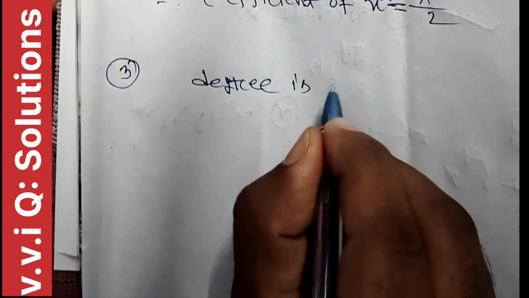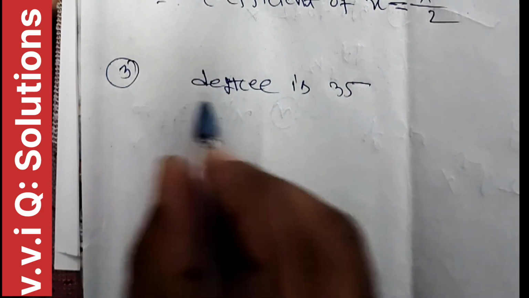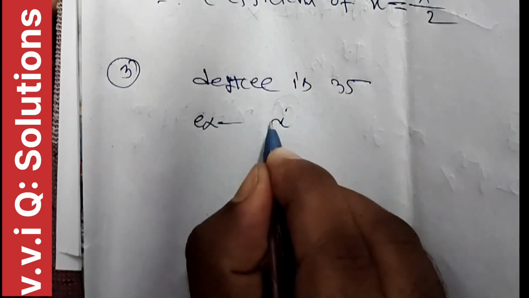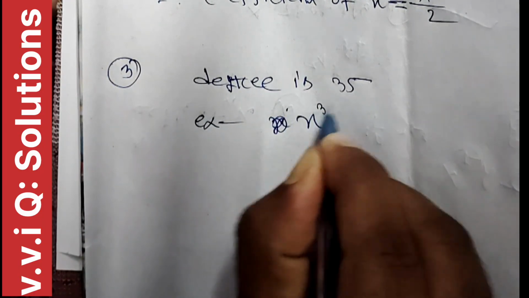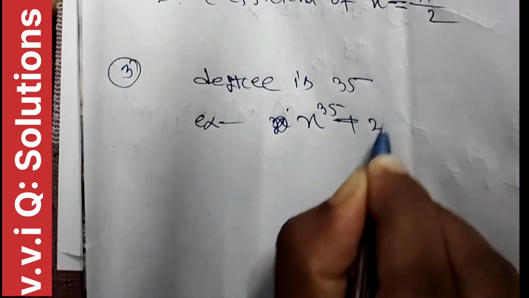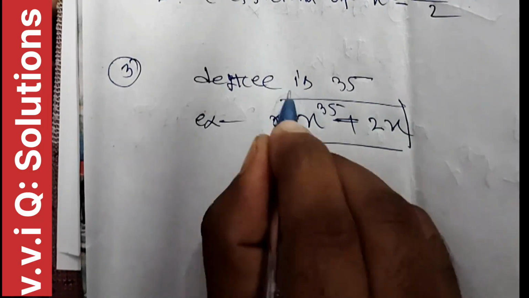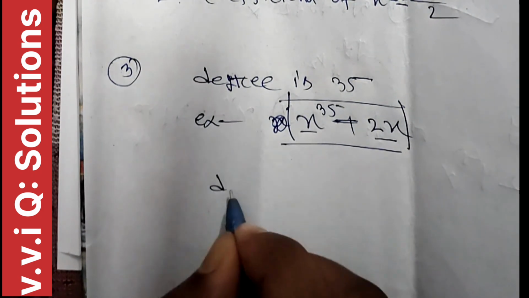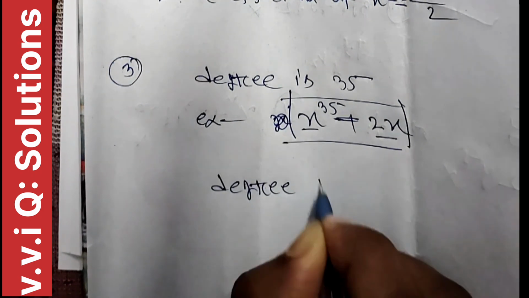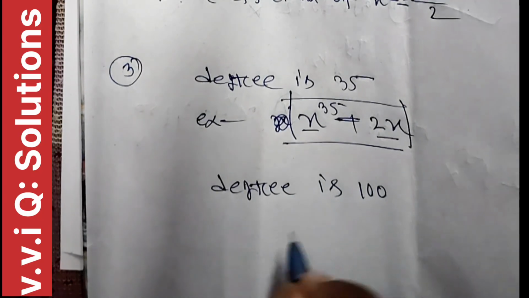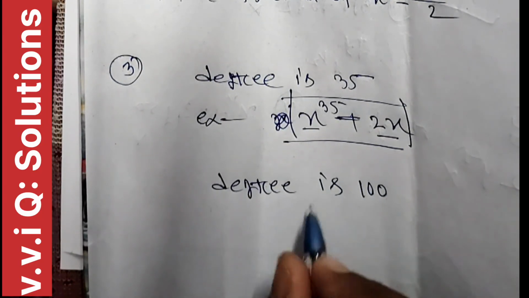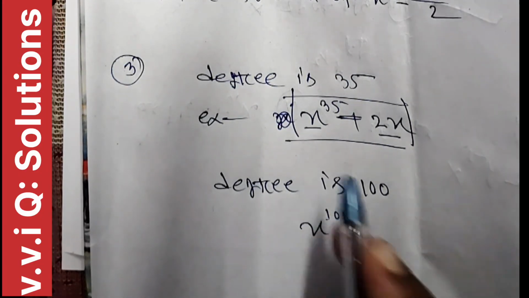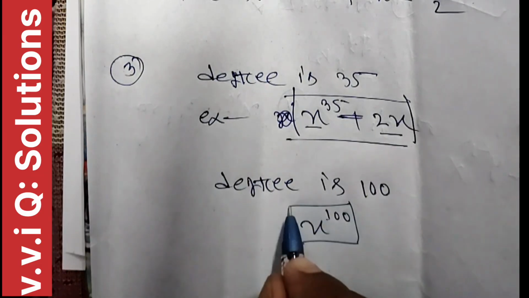Degree is 35. Then you write the example: x to the power 35 plus 2x. Here you see how many terms? 2 terms. And one more: if the degree is 100, you write an example monomial, which means one term, so x to the power 100. So you can write any example, giving 2, 3, 4 also makes no difference. So this is the example.